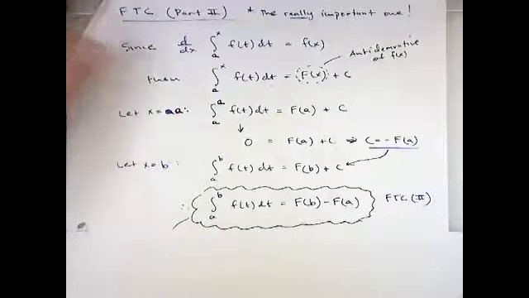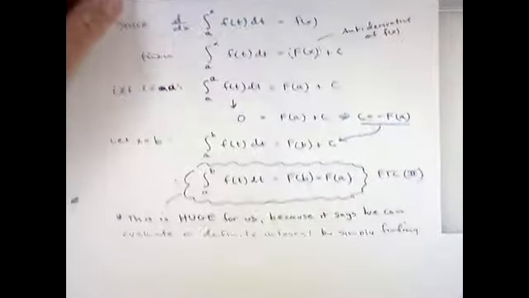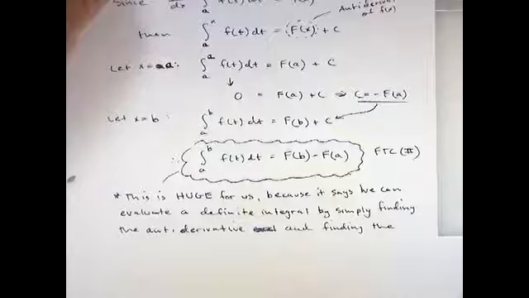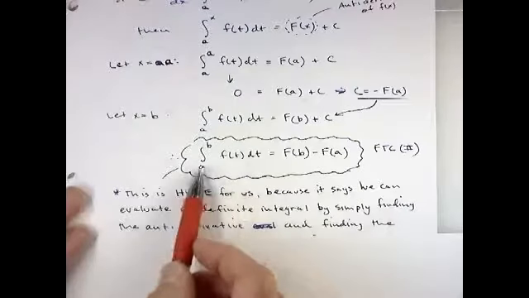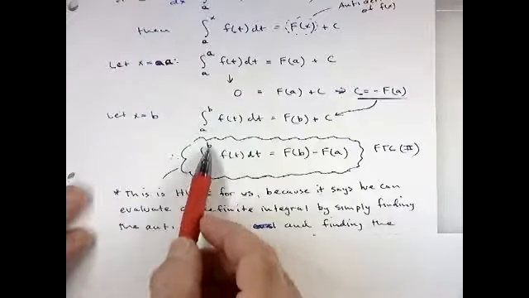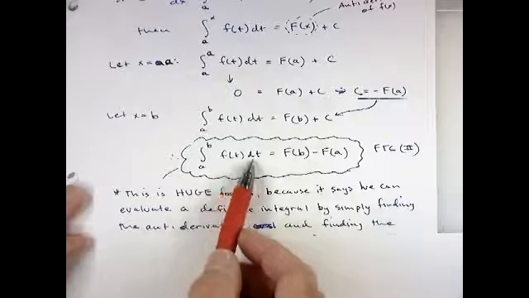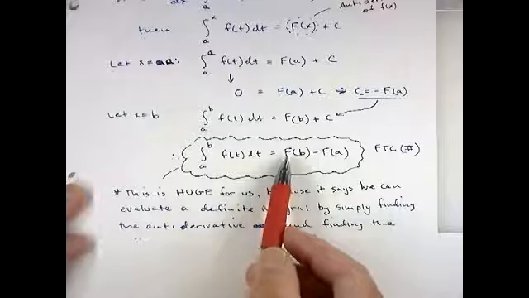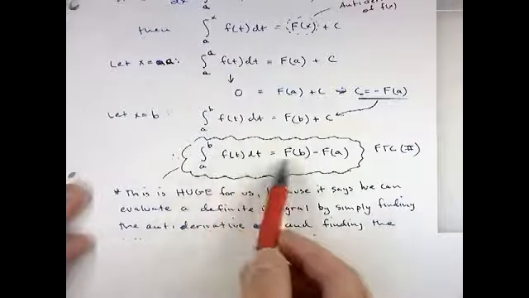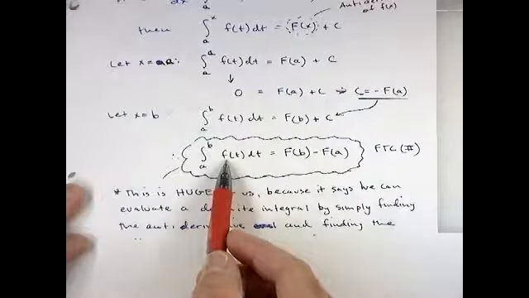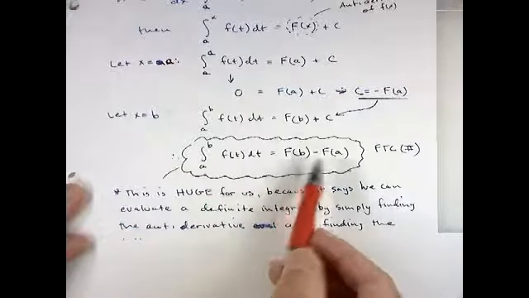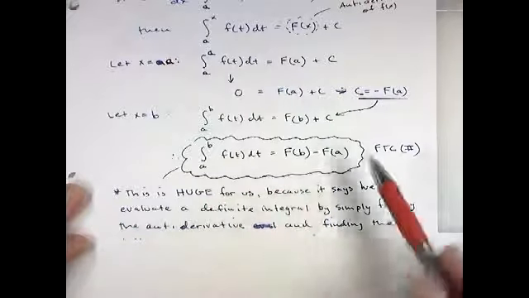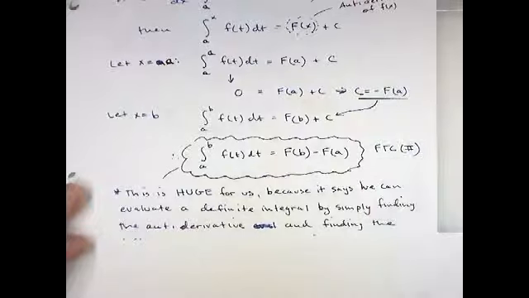The integral of a function from t equals a to t equals b of some function f of t dt is going to equal, remember, capital F means the antiderivative of your function. Capital F is the antiderivative of f of t evaluated at b minus your antiderivative of your function evaluated at a. And this is part two.